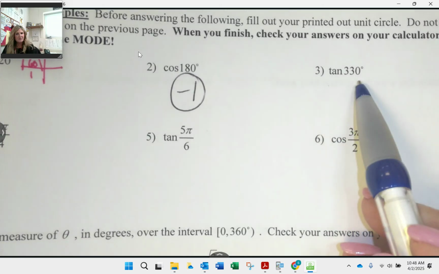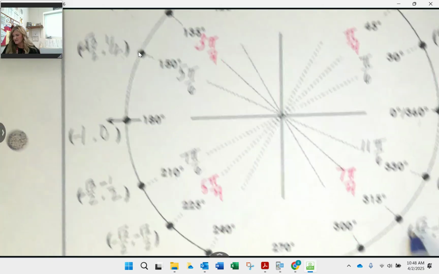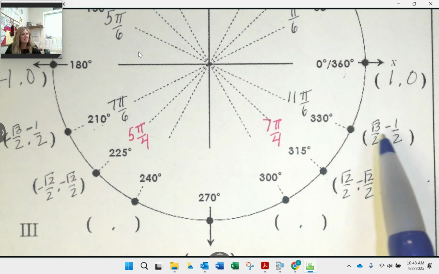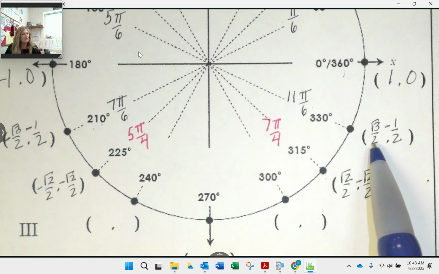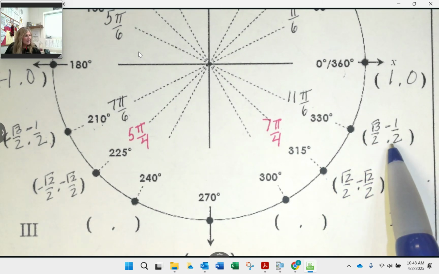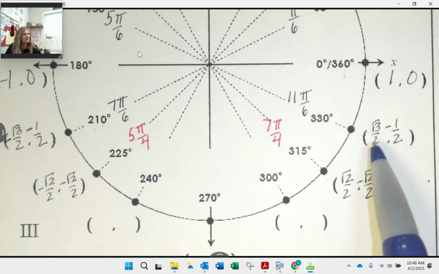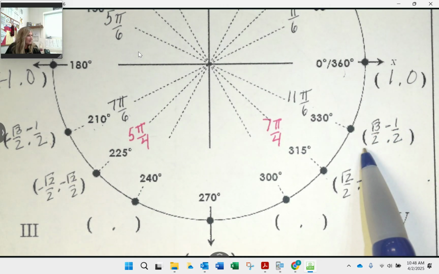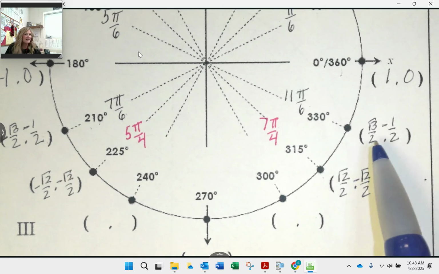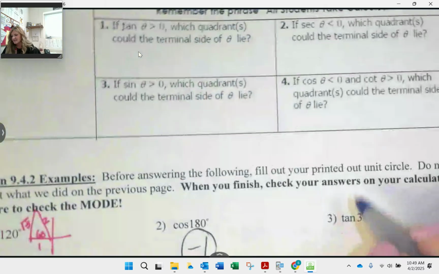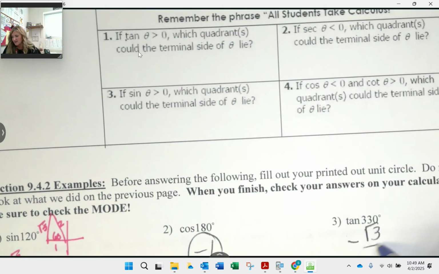Okay, tangent of 330. Let's go to 330. Tangent. Remember, tangent is y over x. Quickly, can you think of what negative 1/2 divided by radical 3 over 2 would be? Are you guys understanding how we're getting that? Negative radical 3 over 3? Okay, because that's something I want you to be able to do more quickly.